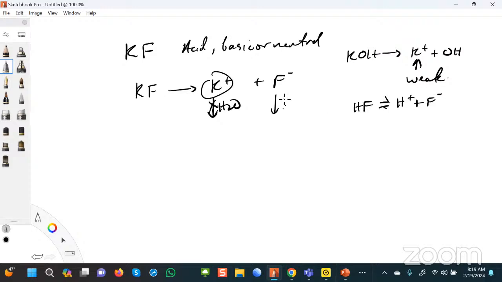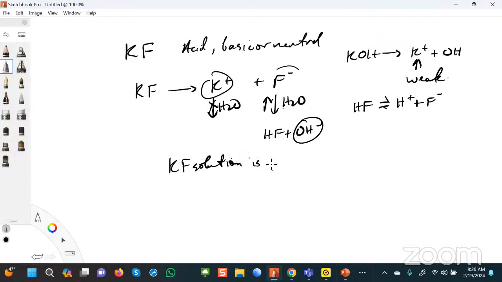So there you'd expect some interaction between the fluoride ion and the water to form HF plus OH minus. In fact, this would be a reversible situation right here. So therefore, one would expect that there will be some hydroxide ions being produced, right? So therefore, one would say that the resulting solution, KF solution, is basic as a result, all right?